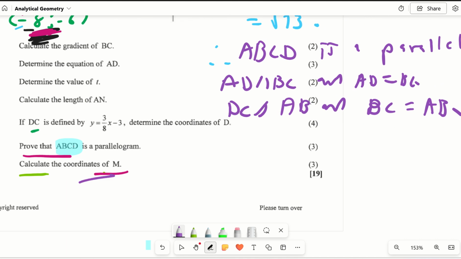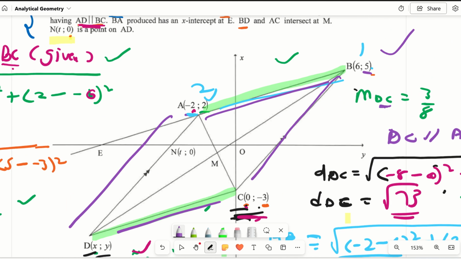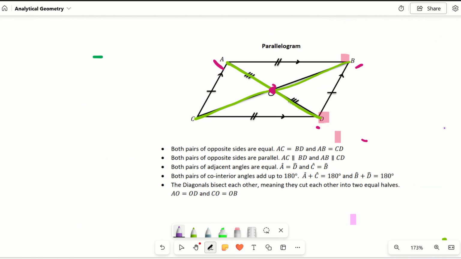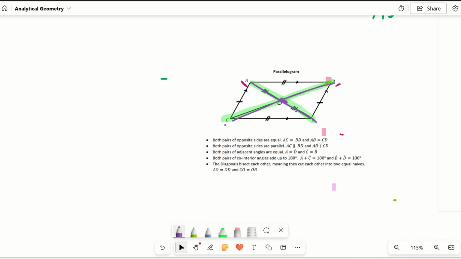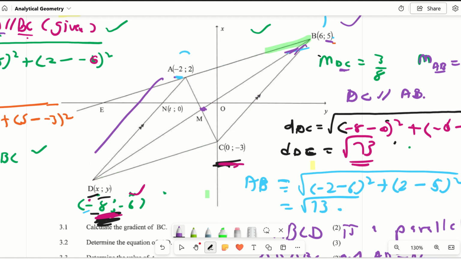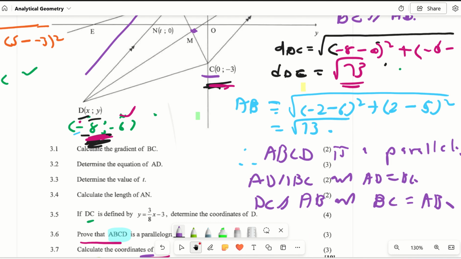The last question says calculate the coordinates of M. M is where the two diagonals meet of the parallelogram. What's a diagonal? This is a diagonal of a parallelogram. This is also another diagonal. This is the midpoint of each of the lines. So if you're looking for the value of M here, having confirmed that this is a parallelogram, you know this is just the midpoint of A and C.